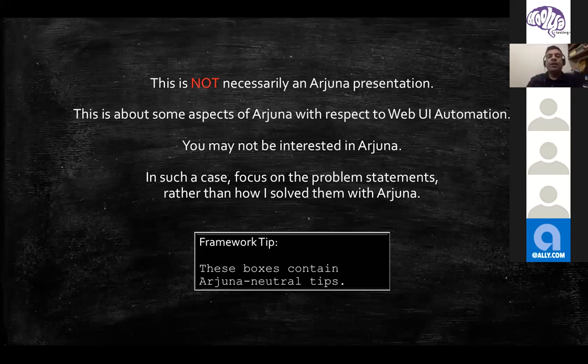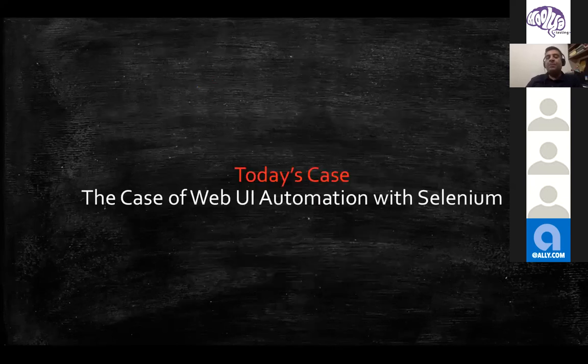All right then. So today's case, there cannot be a single presentation on any elaborate framework. As I mentioned, this is not an Arjuna presentation, because what I'm discussing here is possibly 5% of what Arjuna is about. So I thought I would pick up a use case and focus the webinar on that, so that we are able to discuss enough technical stuff on that particular case rather than features of Arjuna. This is not a marketing presentation. So today's case is the case of web UI automation with Selenium.